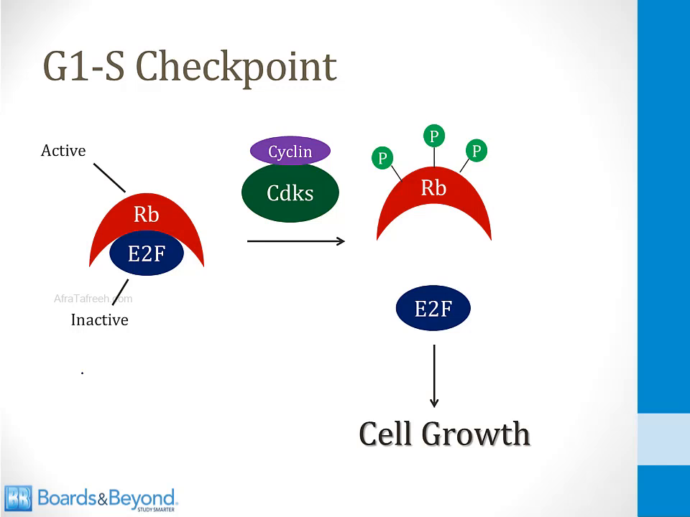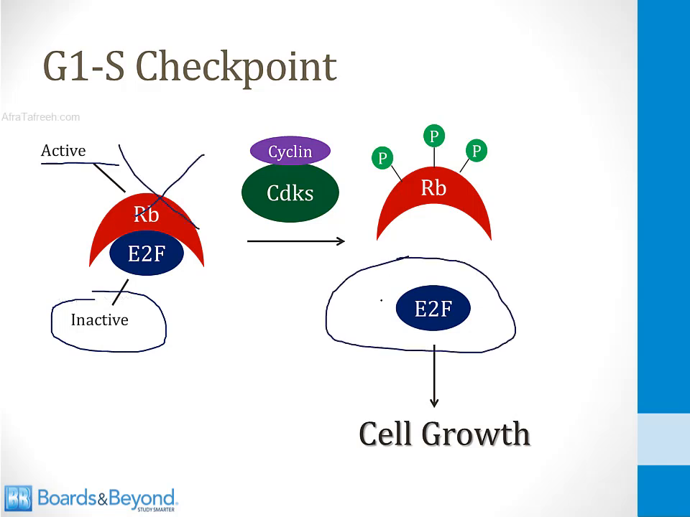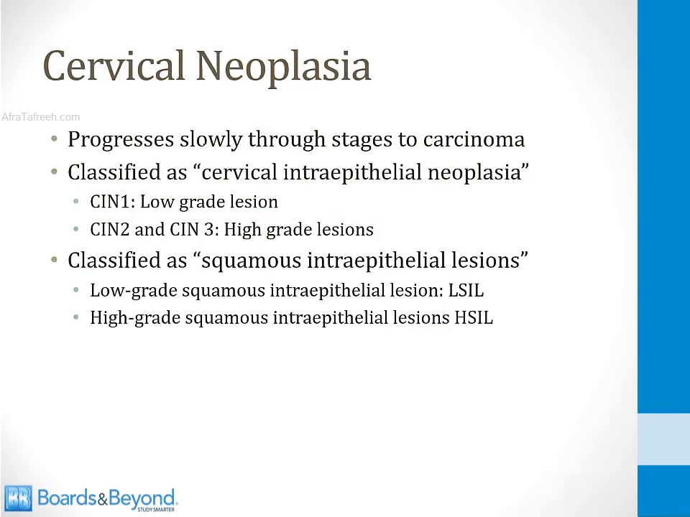And here's another slide from our cell cycle video showing you what retinoblastoma protein does. So normally when it's active, it inactivates E2F, but when HPV infection comes along and knocks out the RB protein, then E2F is free to go along and drive cell growth, and this leads to uncontrolled cell growth, which can lead to cervical cancer.